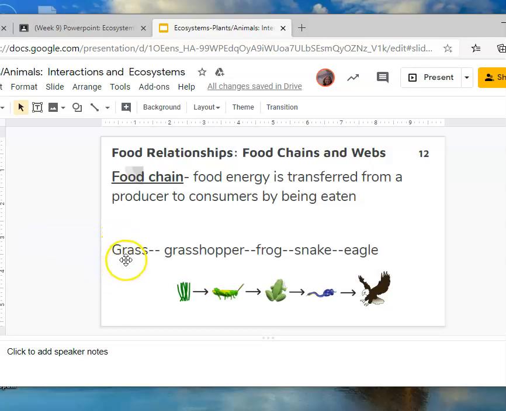And as you can see here, we have a grass. It's eaten by a grasshopper, which is eaten by a frog, which is eaten by a snake, which in turn is eaten by an eagle. Food chain.